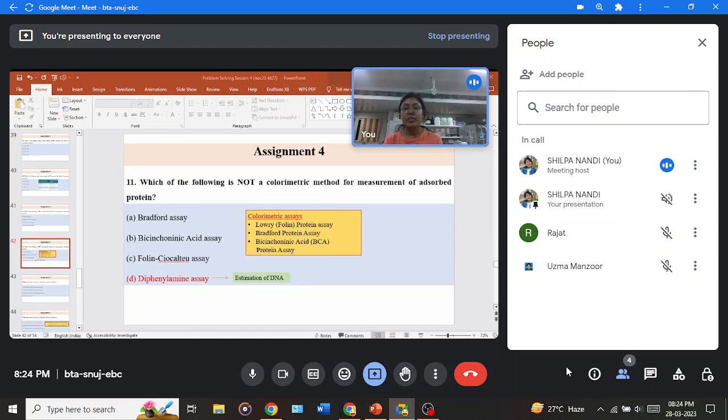So in case of measurement of adsorbed protein, various colorimetric assays such as Lowry or Folin-Ciocalteu protein assay, Bradford protein assay, BCA assay are used, while DPA is also a colorimetric method. However, it is used for estimation of DNA and not protein. Fine. So option D is not a colorimetric method for measurement of adsorbed protein. Rather, it helps in the estimation of DNA.